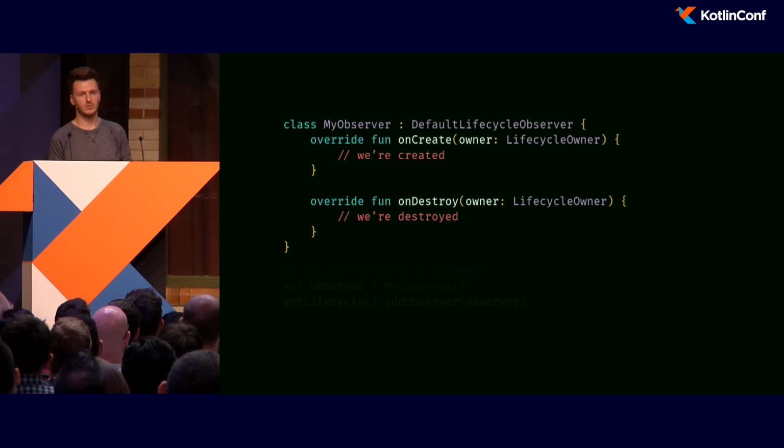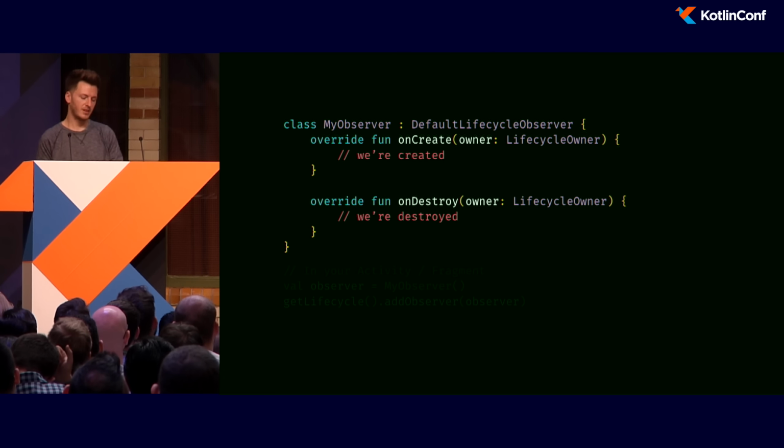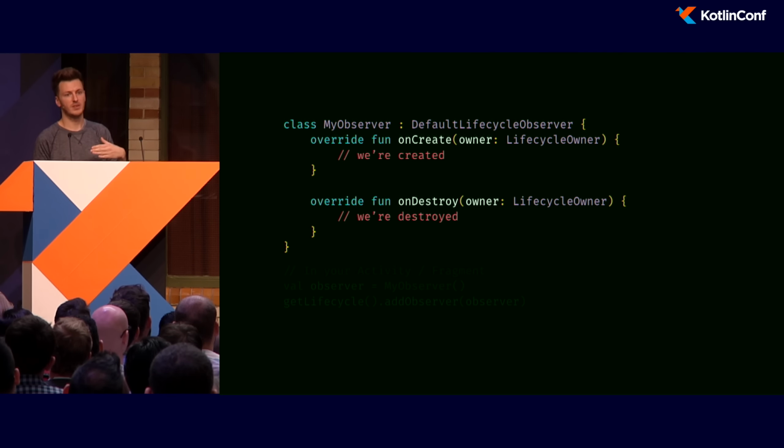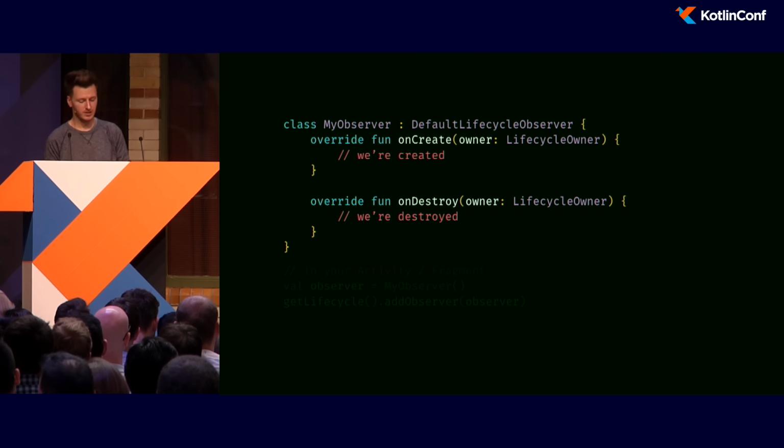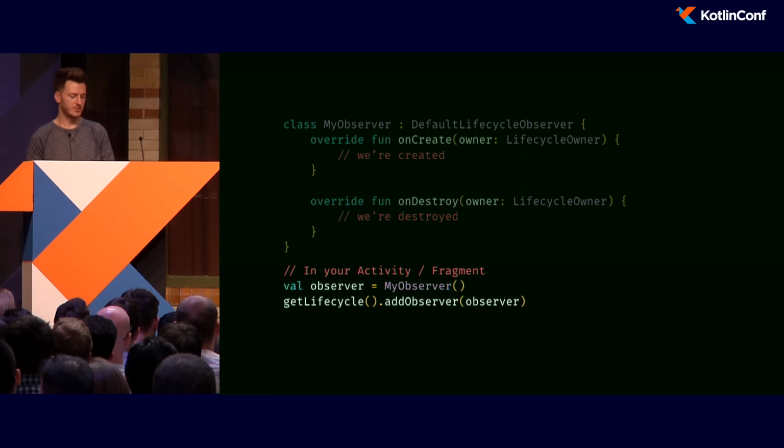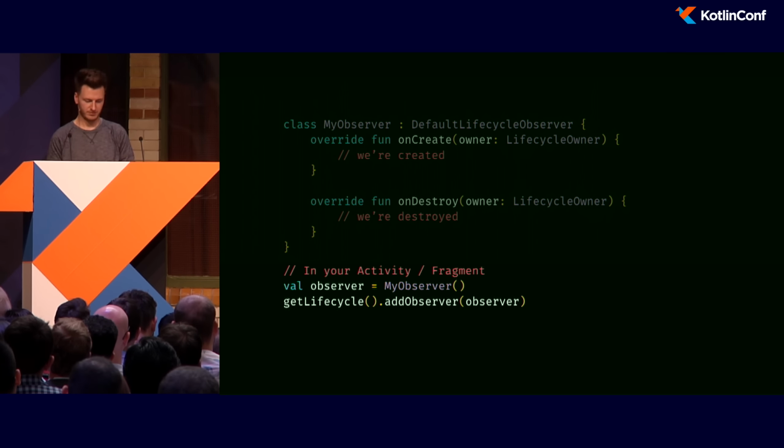So here's a very small example. You create an observer, and you can implement any of the methods. There's 7 methods: create, start, stop, pause, and so on. Here we're just using create and destroy. And then once you actually want to use them, you just get the lifecycle and add the observer. That's just a small context for how you use them.